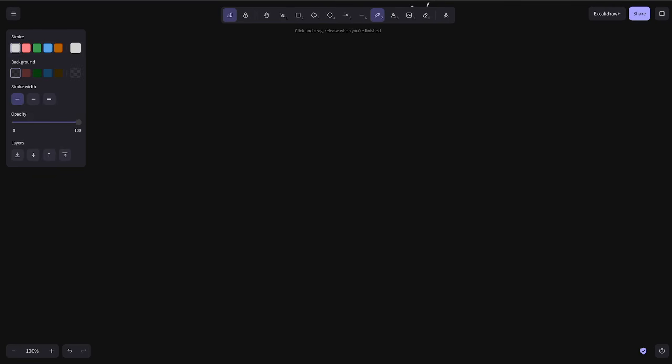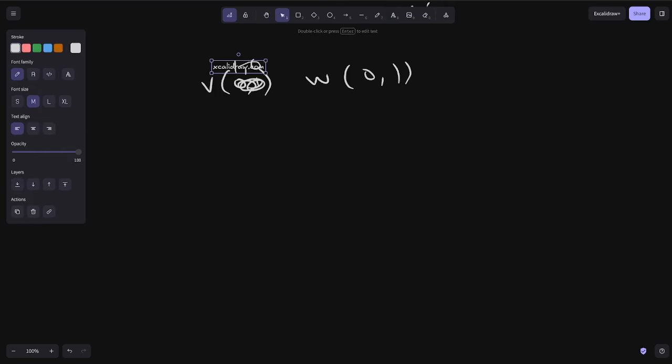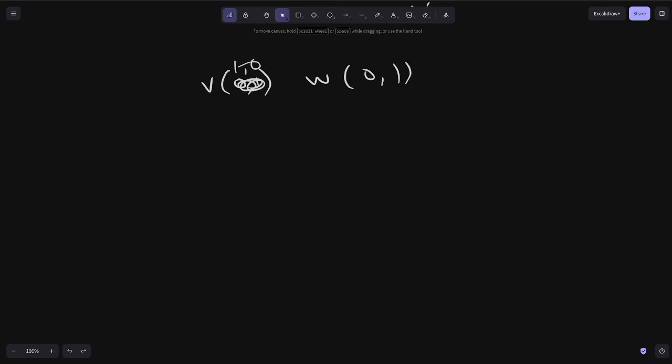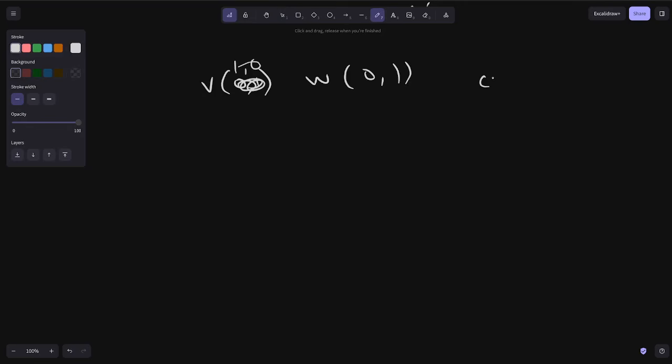Next sum. W is given as 0, 1. V is given as 1, 0. Tell all the points on CV. Okay, what are the points on CV? Again, this is very easy. This will be C, 0.